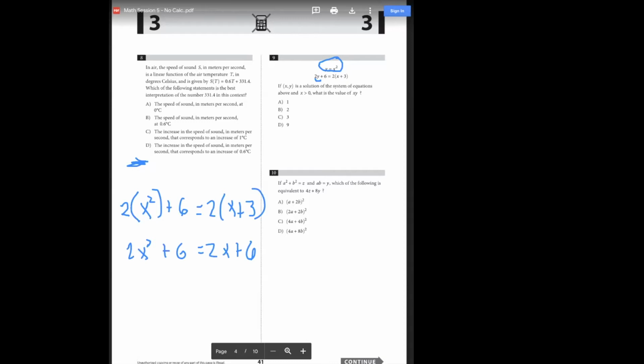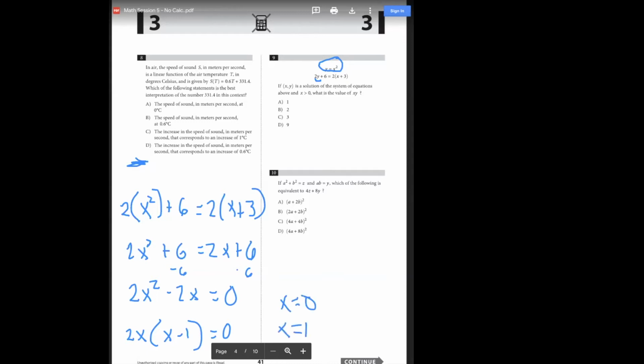So this ends up being 2x squared minus 2x. And then this ends up being 0 because minus 6, they cancel out. So this can be factored very easily. All you have to do is bring the 2x to the front and you have x minus 1. So those are your 2 solutions. So really x can be equal to 0 and x can be equal to 1.